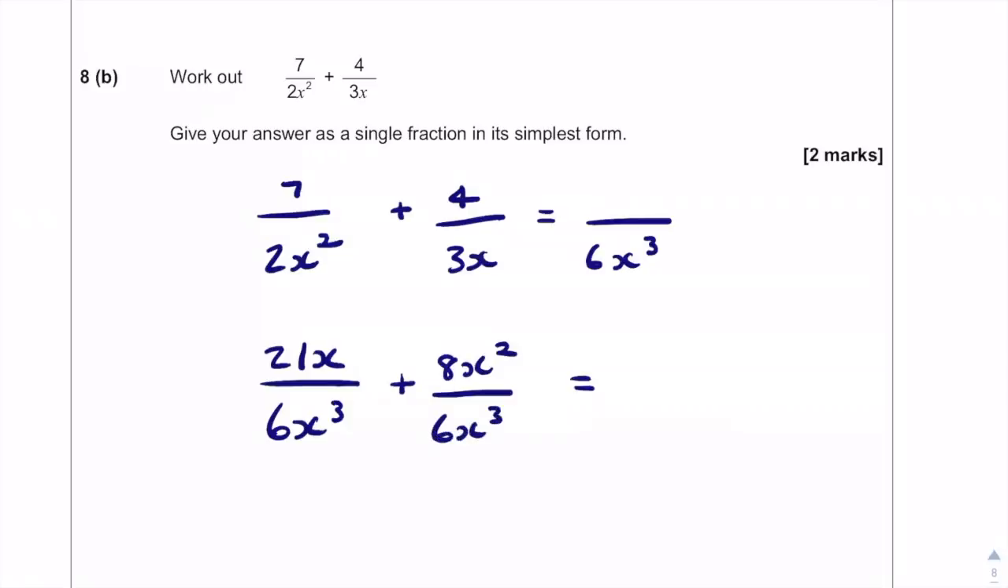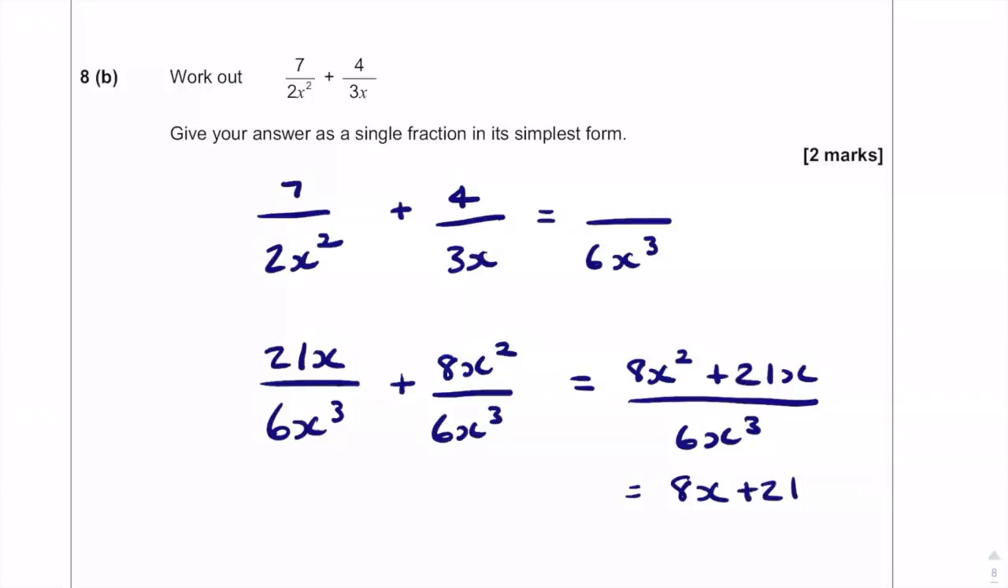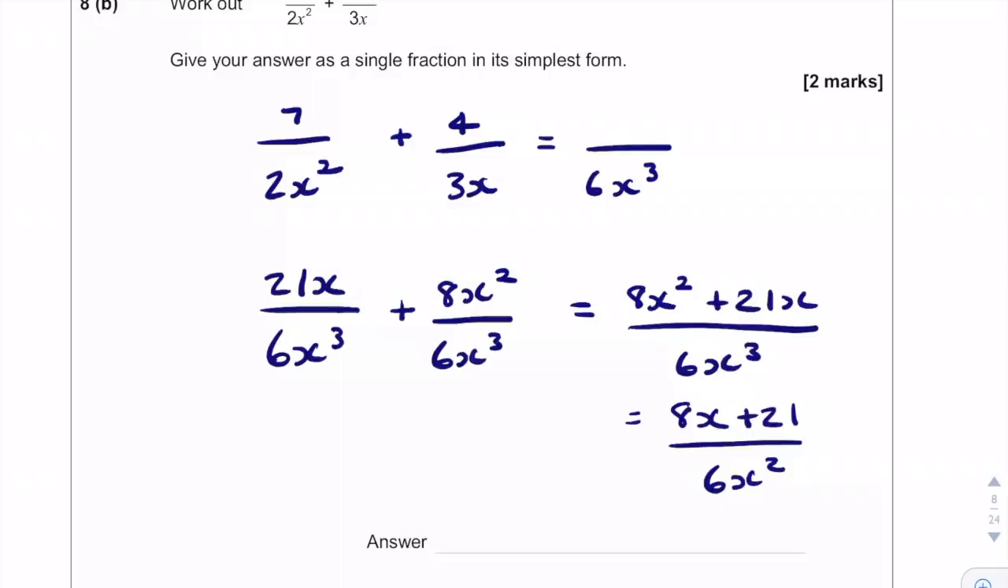So if I simplify this, I can just add the numerators now. So I get 8x squared plus 21x all over 6x cubed. Now, because we've got to give our answer in its simplest form, you should be able to see that there's a factor of x we can take out from both the numerator and the denominator. So we can actually simplify this to 8x plus 21 over 6x squared.